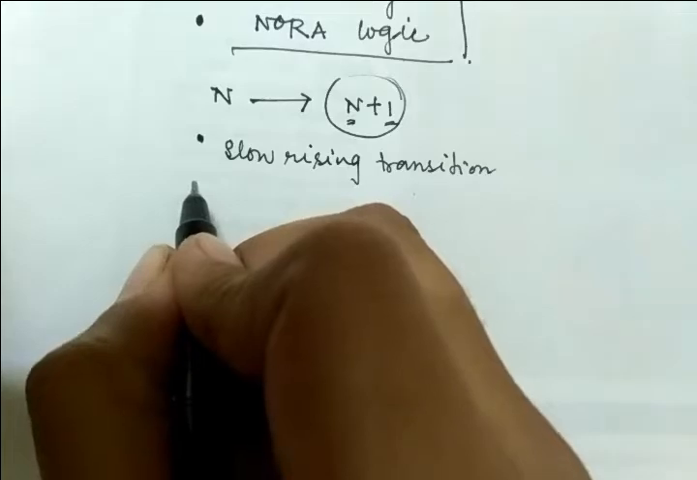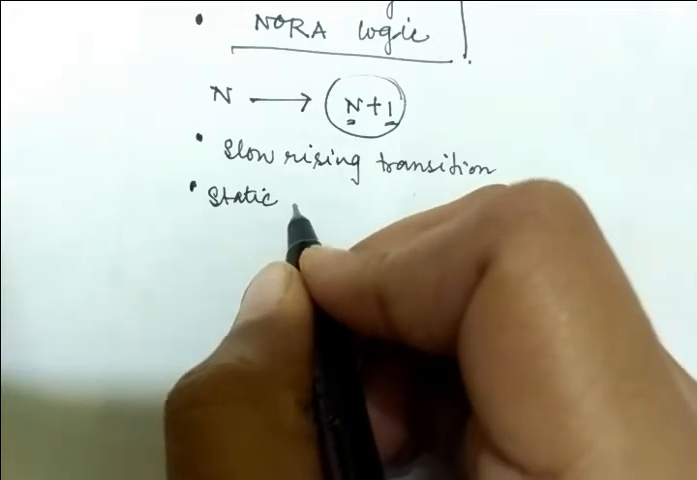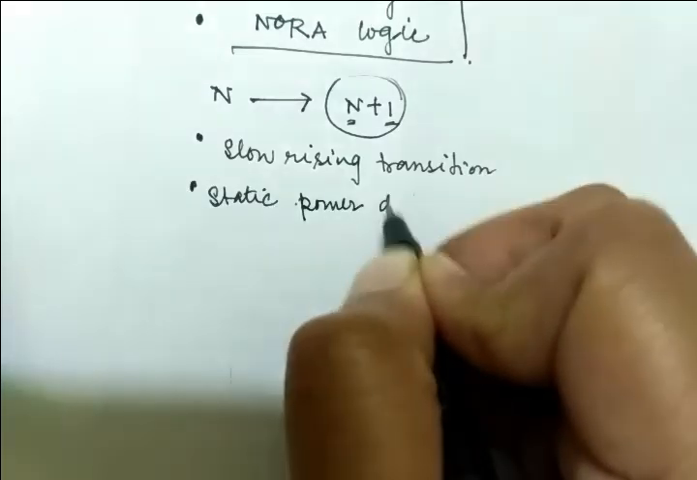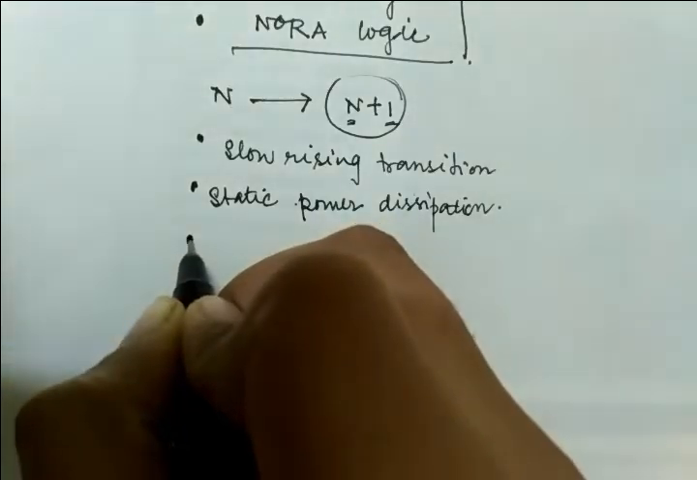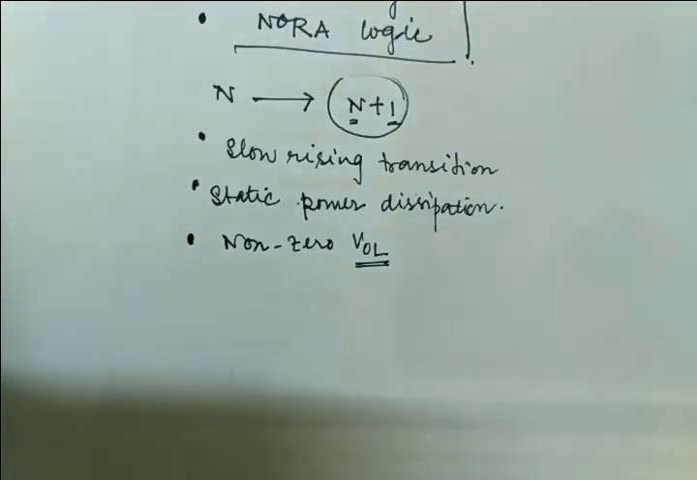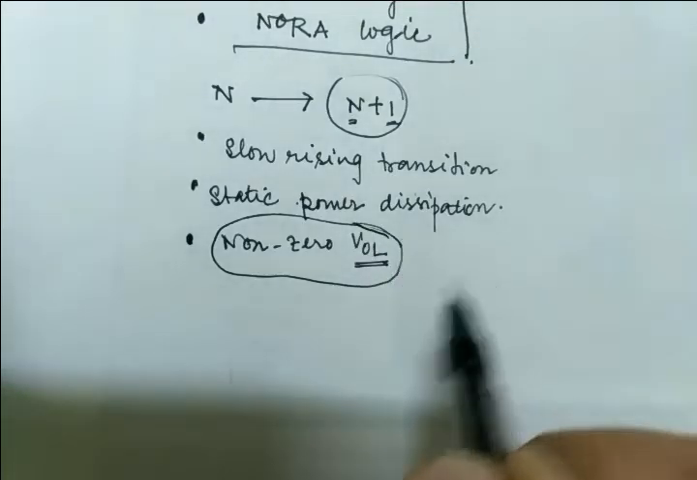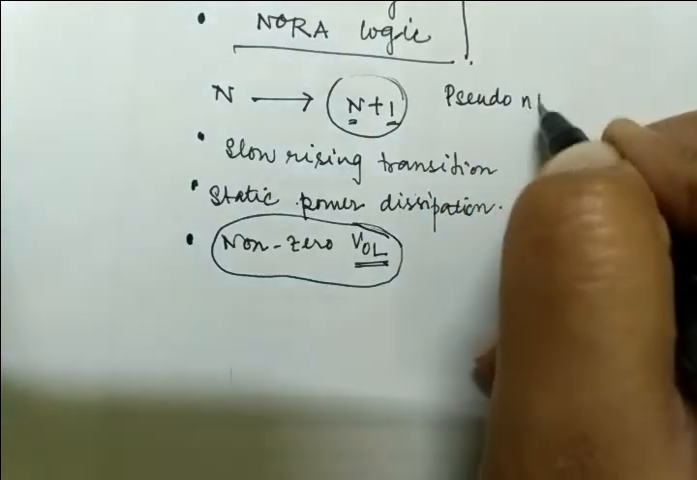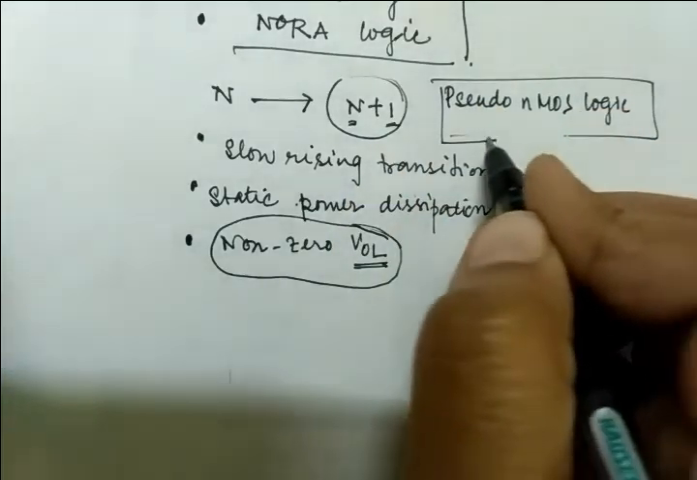Right? The second and very important drawback is static power dissipation. I also mentioned this term whenever I discussed the pseudo NMOS logic circuit. And the last one is non-zero VOL. VOL means the output low voltage. It's a very, very important point. To understand this point, please go through pseudo NMOS logic circuit. I already discussed it over there, right?